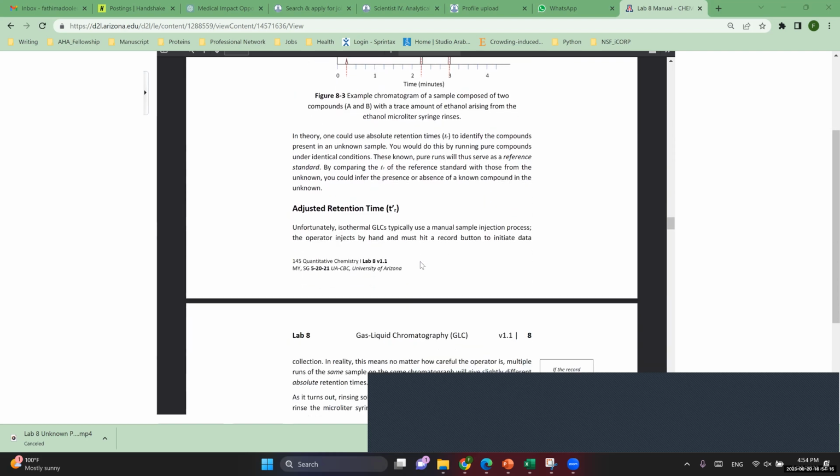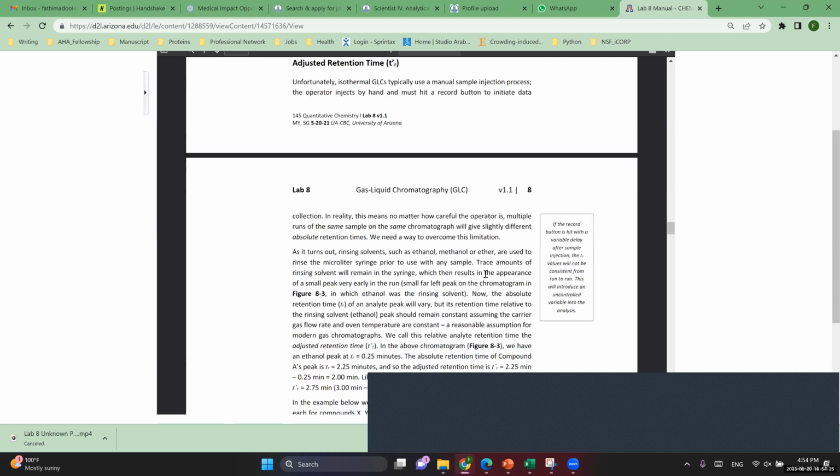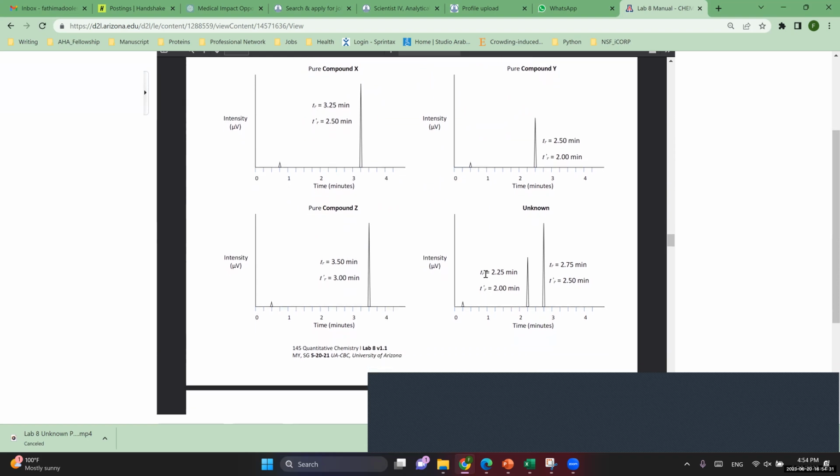However, due to practical issues, no matter how careful the operator is, multiple runs of the same sample will give slightly different absolute retention times. Because of that, we calculate something called adjusted retention time, denoted as T prime R. You take the compound peak and subtract the ethanol peak, which is the small peak. For example, compound X has a TR of 3.25, and the small peak is at 0.75 minutes. You subtract, and your T prime will be 2.50.